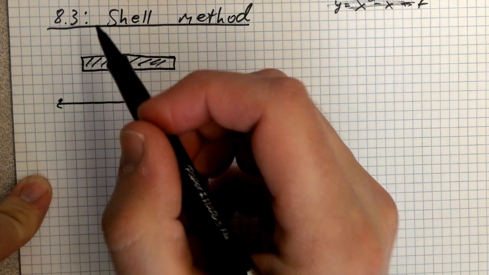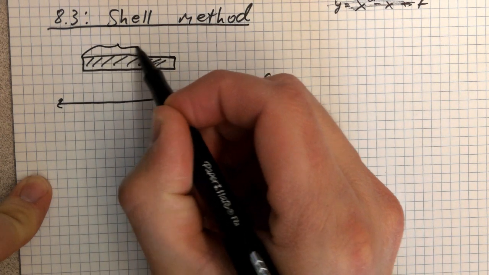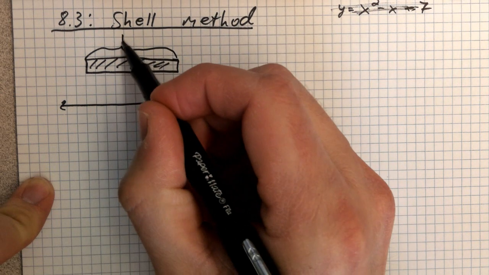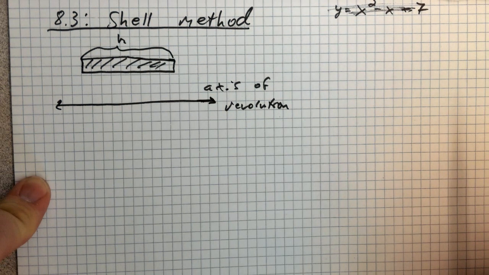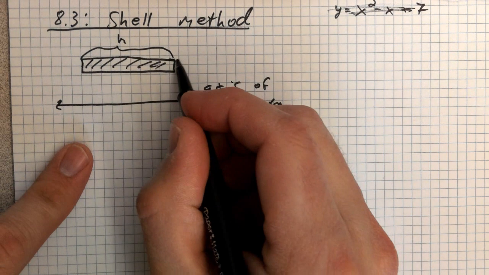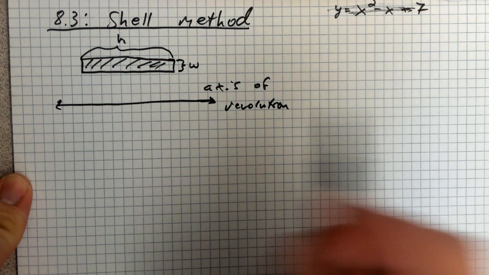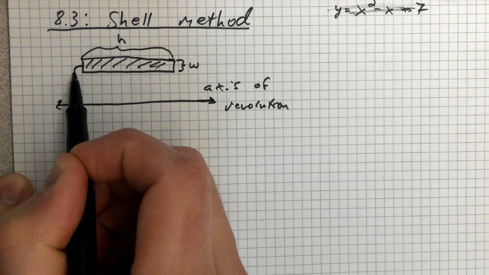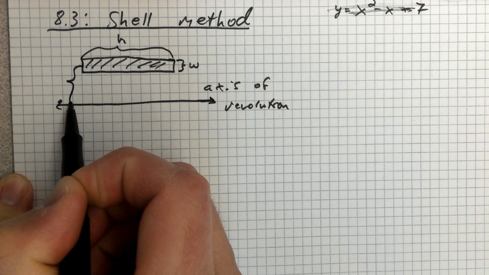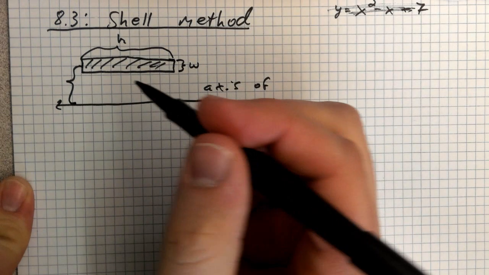I'll sketch this in a second for why this is called the shell method, but we're going to set this up. We're going to call that distance h. That's going to be the height of the shells. And then the width, or the thickness of the cross-section, we'll call that w. And then the distance to the middle of the rectangle, we're going to call that distance p.